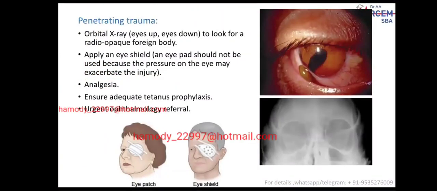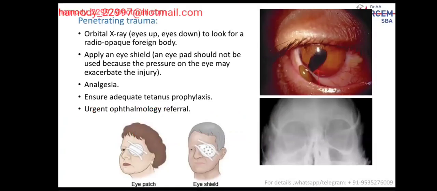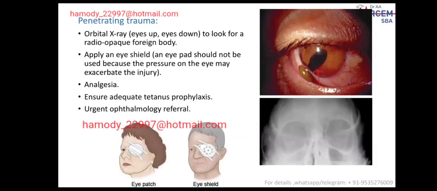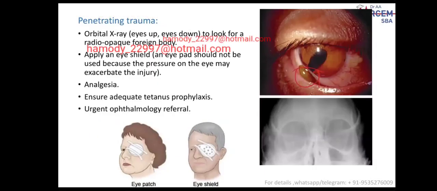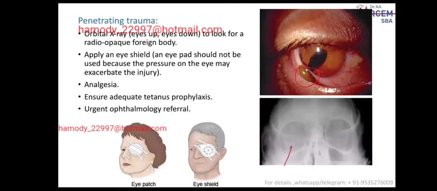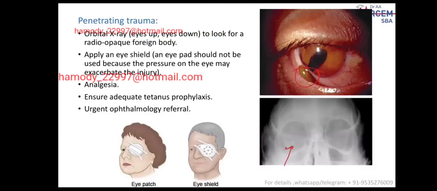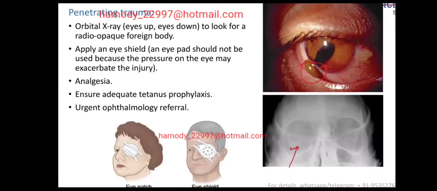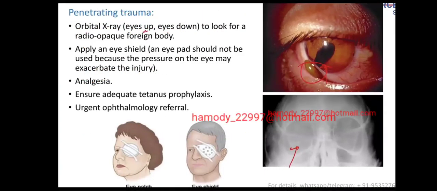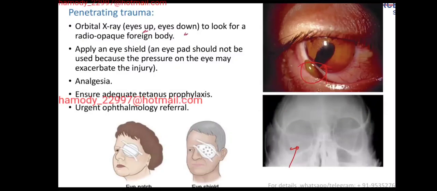Penetrating traumas. As I told you, a foreign body can penetrate. What you're seeing is an iris prolapse. It has got an injury to the iris and the iris has come out here. Sometimes the particle might be deep inside, so getting an X-ray will be helpful. When getting an X-ray, it is always advised that you ask the patient to look upwards and get an X-ray done, then look downwards and get an X-ray done, so that you do not miss the foreign body.